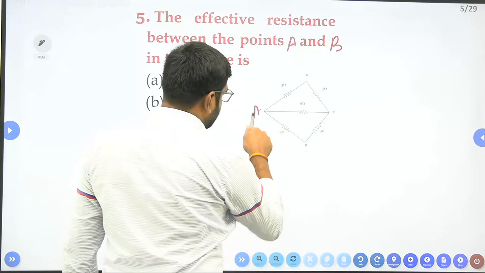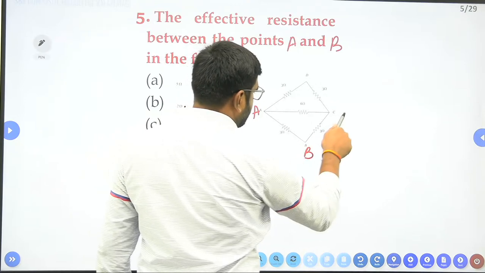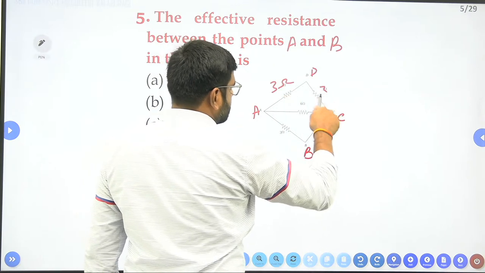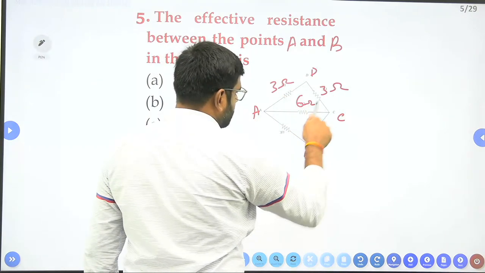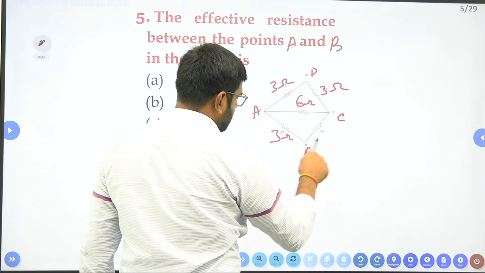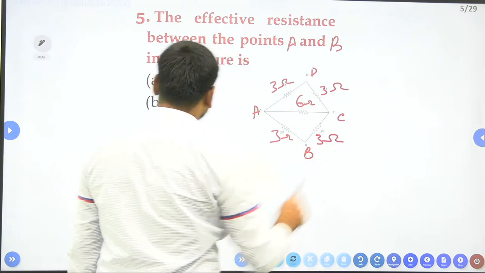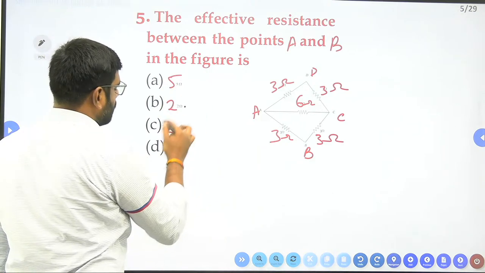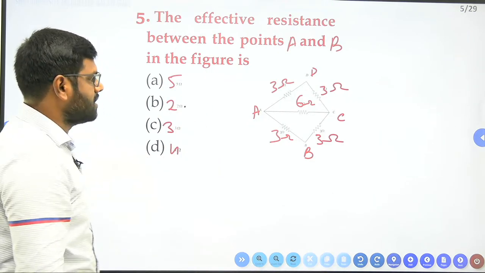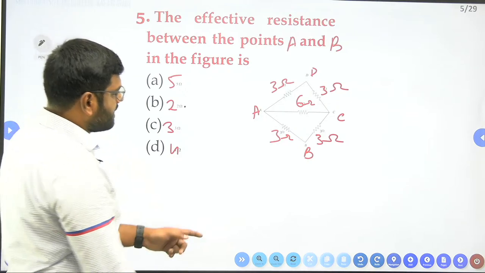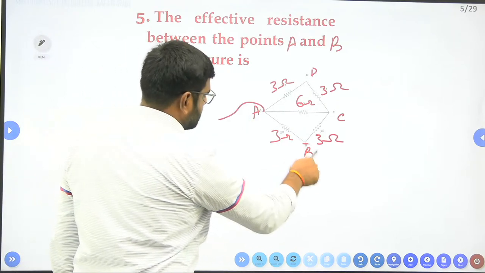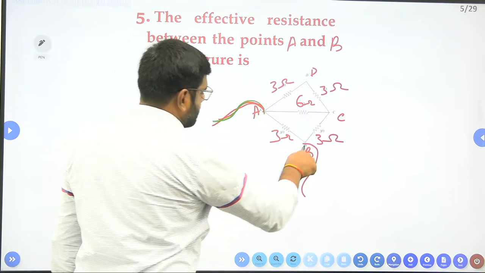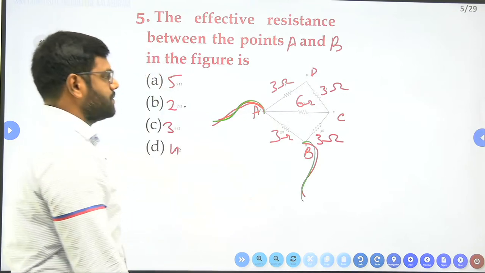So here point A, point B, point C, point D. This is 3 ohm. This is 3 ohm. This is 6 ohm. And this is 3 ohm. And this one is also 3 ohm. So here the options are 2 ohm, 3 ohm and 4 ohm. Okay, let's see. So where are they asking here? At this point they are asking, right? This is the point where we want the effective resistance.